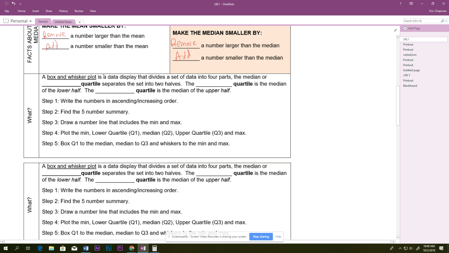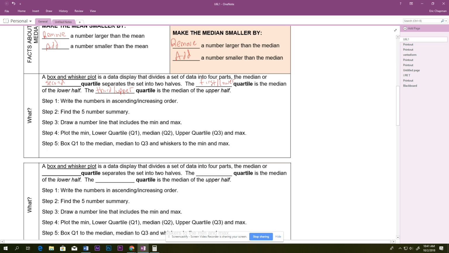All right, next we are going to look at a box and whisker plot. A box and whisker plot is a data display that divides a set of data into four parts. The median, or second quartile, separates the set into two halves. The first, or lower quartile, is the median of the lower half, and the third, or upper quartile, is the median of the upper half.